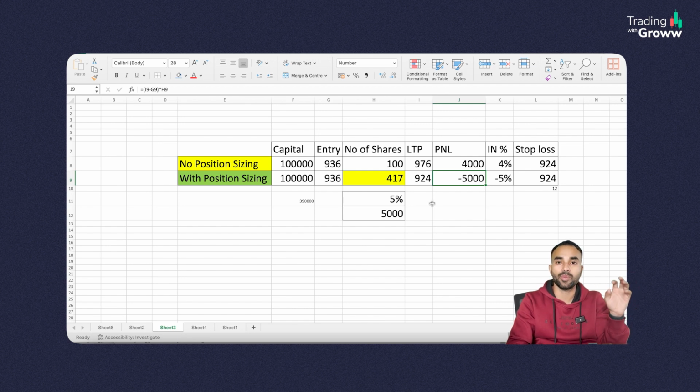So this is how you need to plan your money management rule. You should clearly know how much you need to buy before getting into the trade. This way, even if the market goes against you, you will not lose a considerable amount of money.